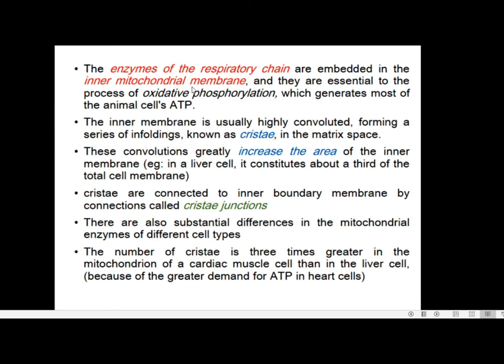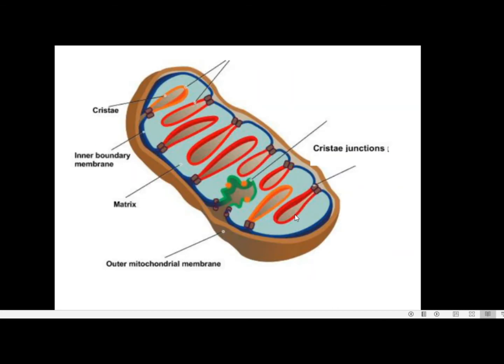The inner mitochondrial membrane harbors the enzymes which take part in the respiratory chain. So, they are essential for the process of oxidative phosphorylation. Then only ATP will be synthesized. And for this, the inner membrane has to have an increased surface area because it is lodging the enzymes of the respiratory chain. So, the inner membrane is highly convoluted and forms a series of infoldings, and these infoldings are called cristae. So, we can see that the cristae are folded into the matrix. These are the infoldings of the inner membrane which project into the mitochondrial matrix.